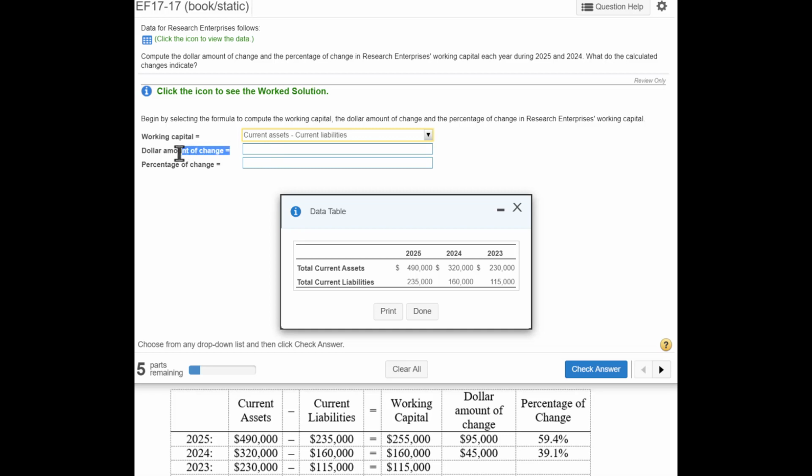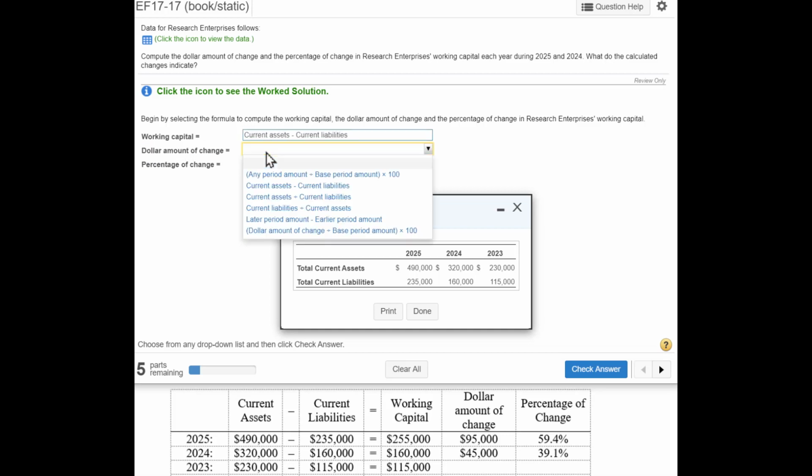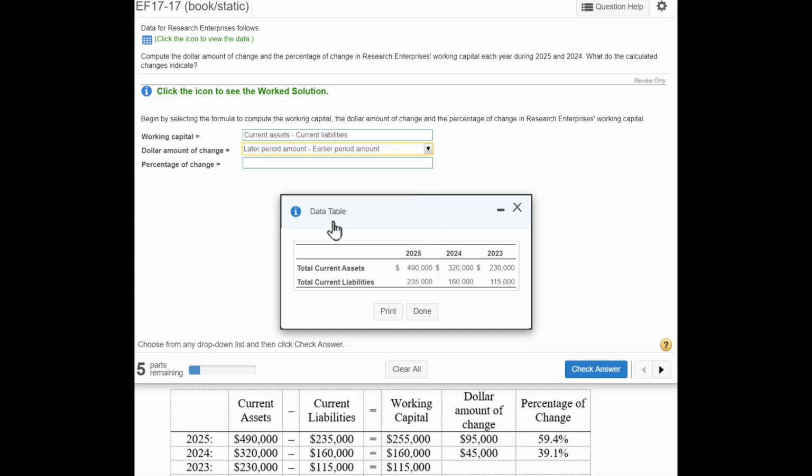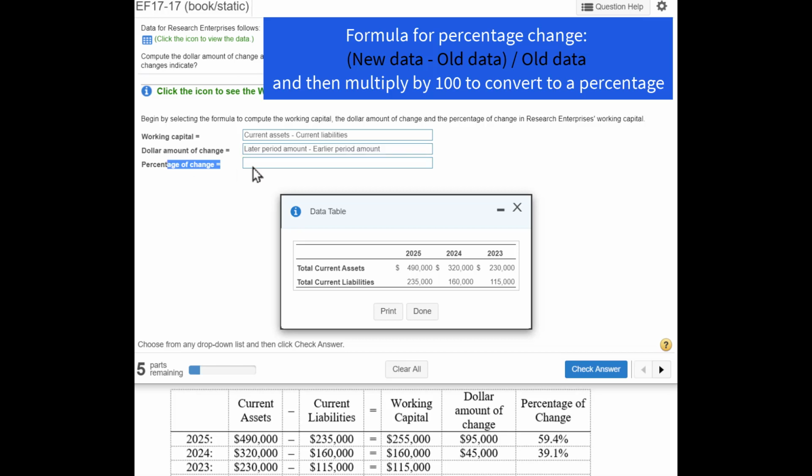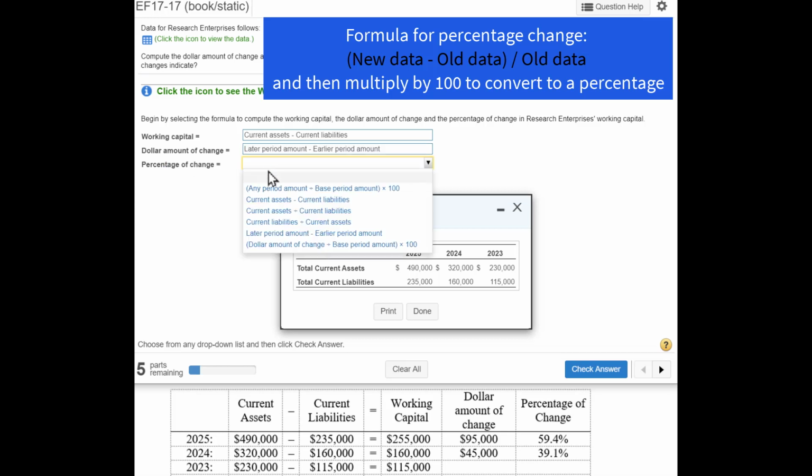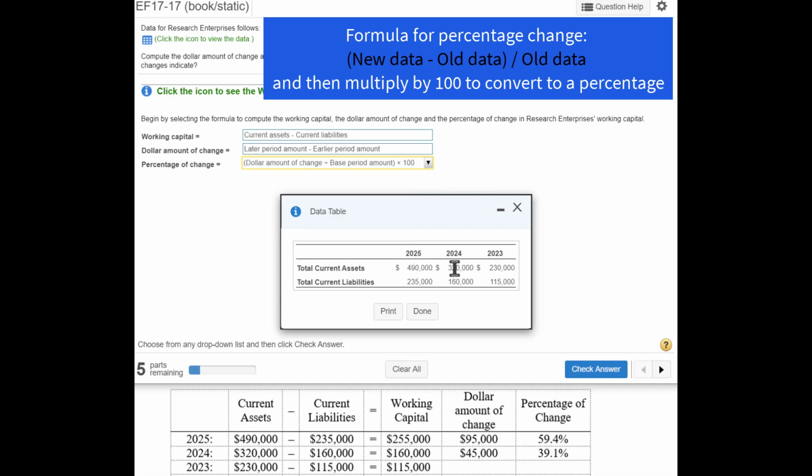And then the formula for dollar amount of change is just new minus old. So the newer period minus the earlier period. And then the percentage of change is new minus old divided by old. They call it the amount of change, which is new minus old, divided by the base period, which is old. That's the older period. And then multiply by 100 to convert it to a percent.